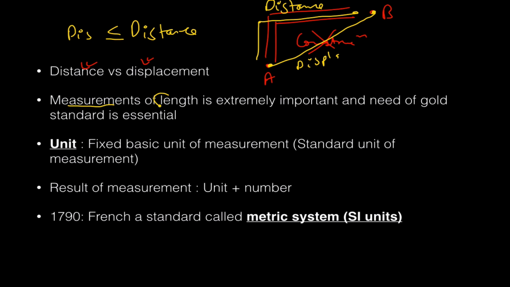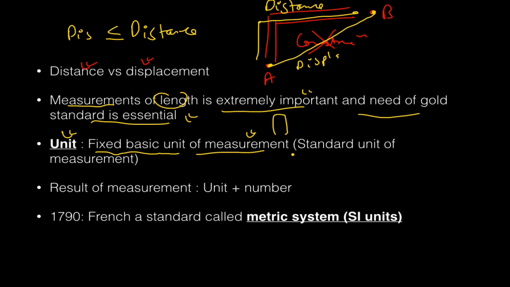Now measurement of length is extremely important and the need for a gold standard is essential. पहले क्या होता था, लोग अपने फुट से नापते थे, तो किसी का फुट बड़ा होता था, किसी का छोटा होता था. Obviously it depends from person to person. So in France someone's could be very big, in other continents not so much. Then a unit basically deals with a fixed basic unit of measurement. That is what we needed, a standard unit. And whenever we measure, let's say my weight is 70 kgs, so 70 is the number while kgs is the unit.